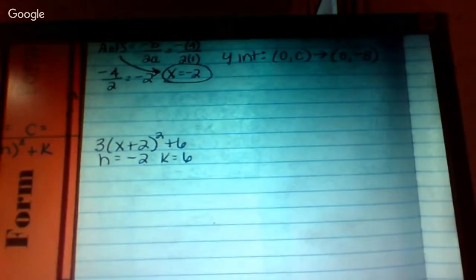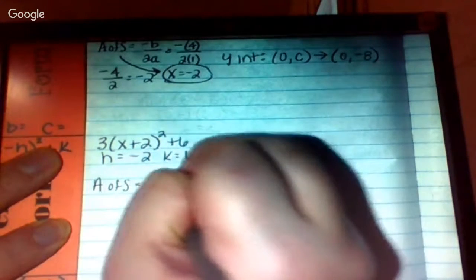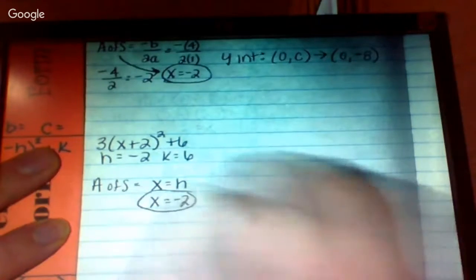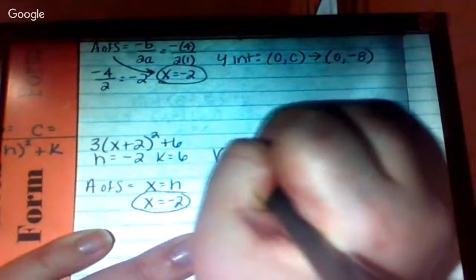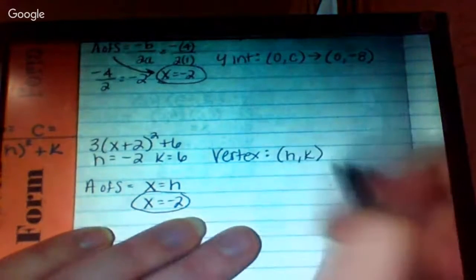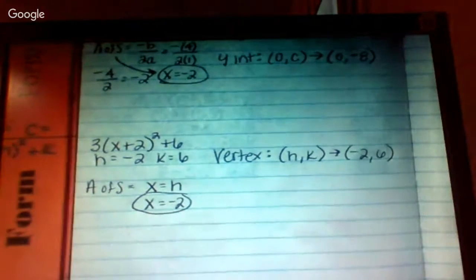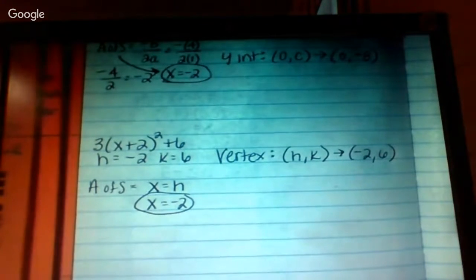Yeah. So what this tells me is my axis of symmetry is x equals h. So my axis of symmetry is x equals -2. This also gives me my vertex. Your vertex is h, k. So my vertex here is -2, +6. That's it for vertex form.